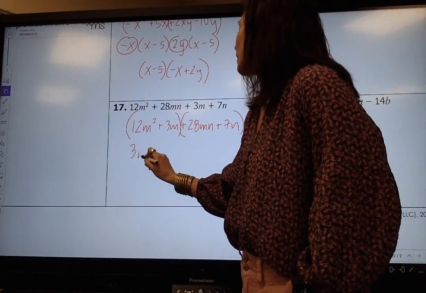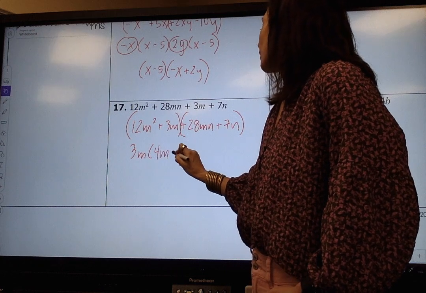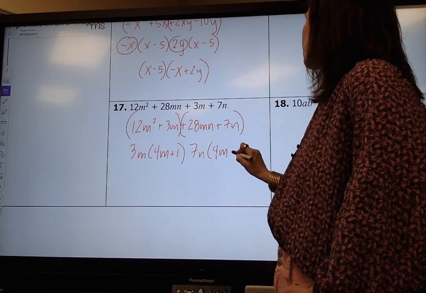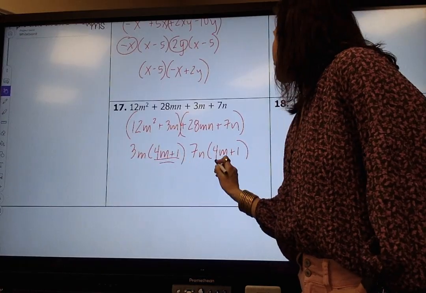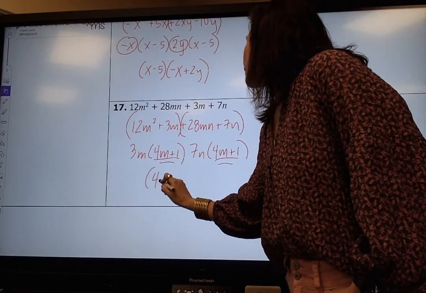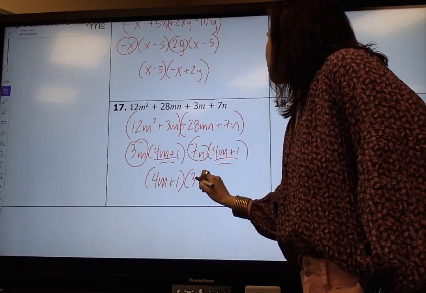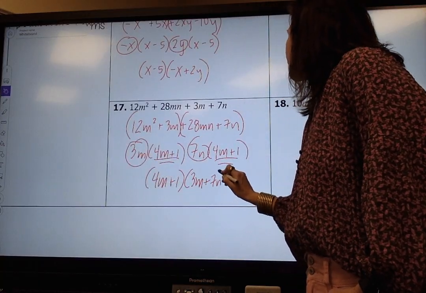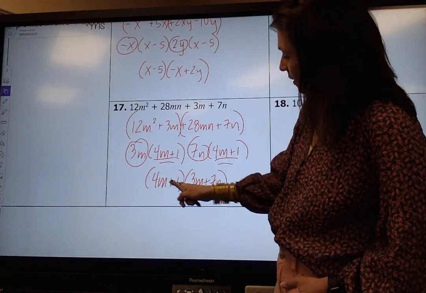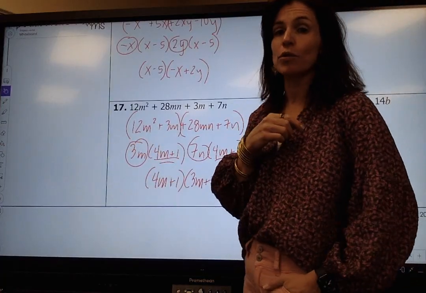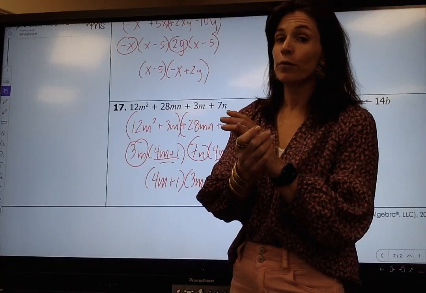So now I take a 3m out, and I have 4m plus 1. I take out a 7n, and I have 4m plus 1. These match, which is perfect. 4m plus 1. And then I combine to get 3m plus 7n. And of course, they don't have anything else in common. And I can check my answer by doing double distribution. So that's grouping. Hopefully it's pretty easy.